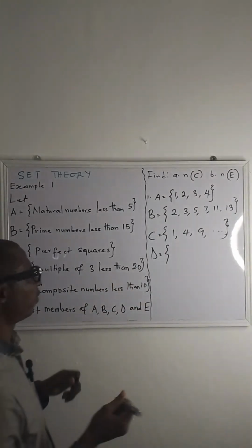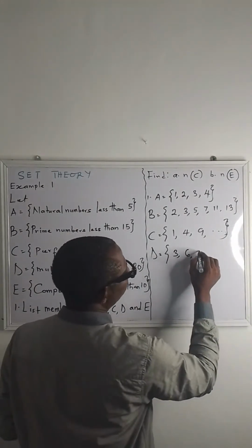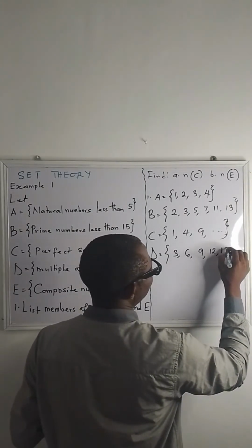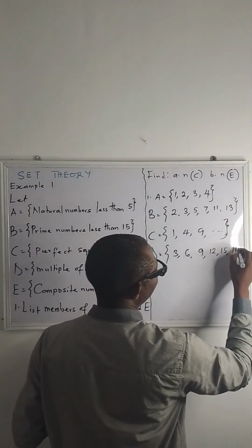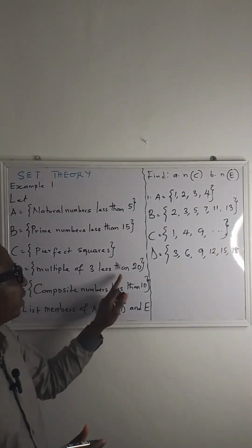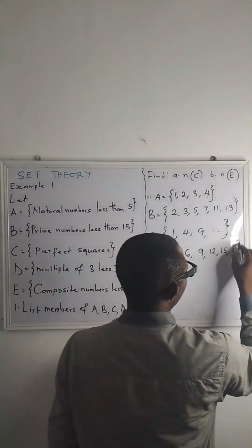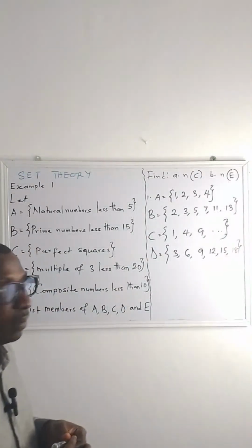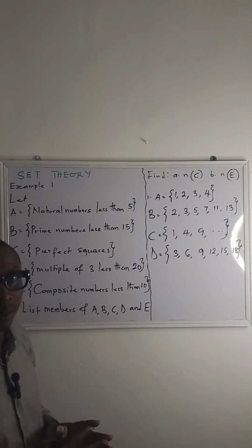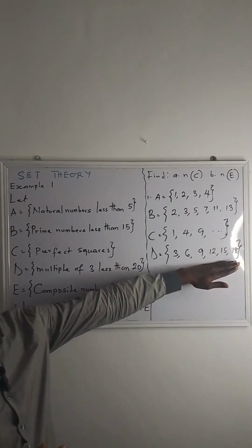Now we have to list multiples of 3 less than 20. Let's start with the first one. We have 3, followed by 6, followed by 9, followed by 12, followed by 15. Then we have 18. The next one is 21, but don't forget, what we are listing must be less than 20, so we have to stop here. You can see the beauty of the definition of a set. Suppose this was not defined, we would just be listing. This definition has constrained us to this set of numbers.